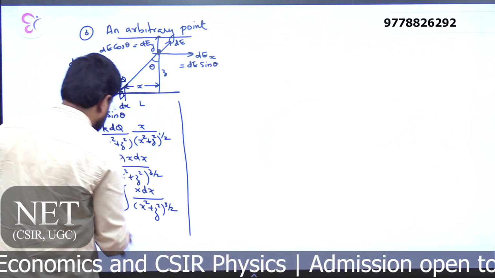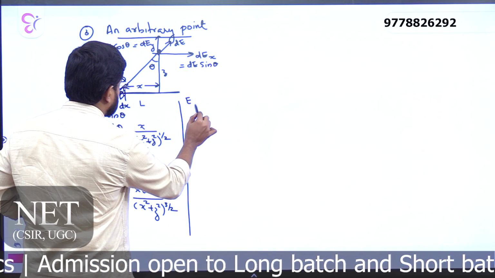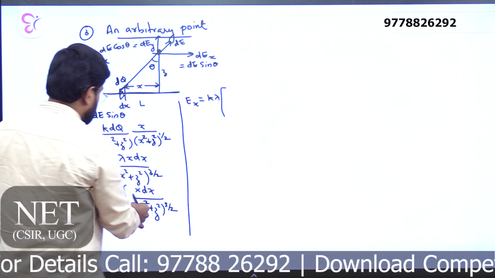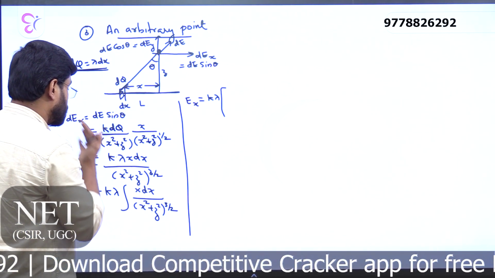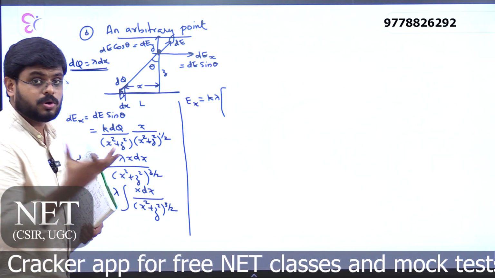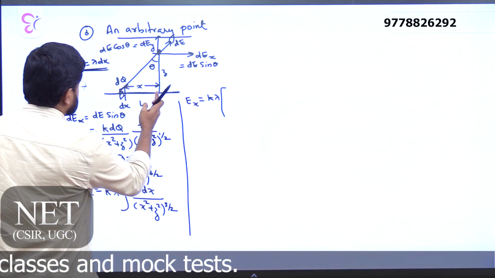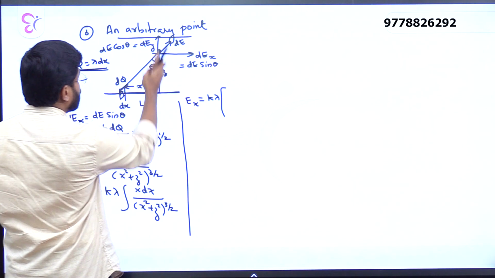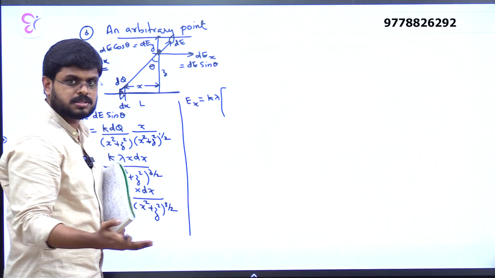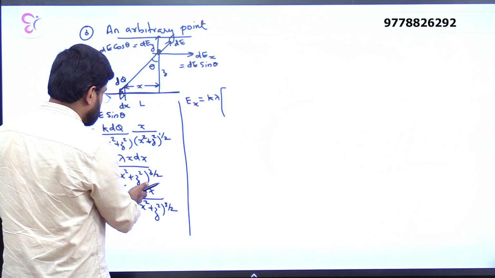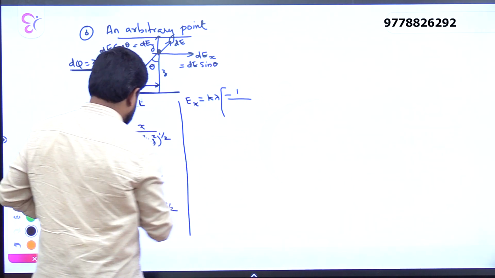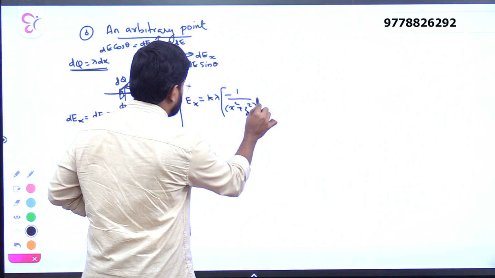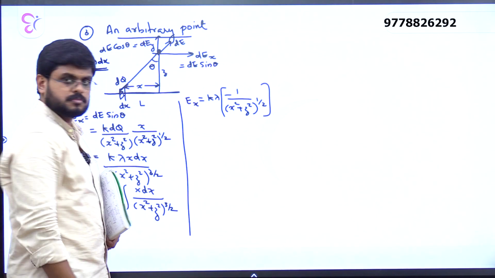So Ex is equal to k lambda into the integral of x dx divided by x square plus z square whole power 3 by 2. We don't know the limits because this point is not symmetric. It is not purely asymmetric either; it is somewhere in between. So we are not putting the limits. The integral is minus 1 by x square plus z square whole power 1 by 2. Is it clear?